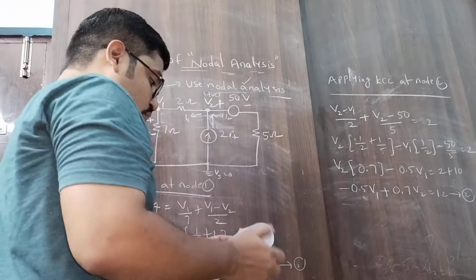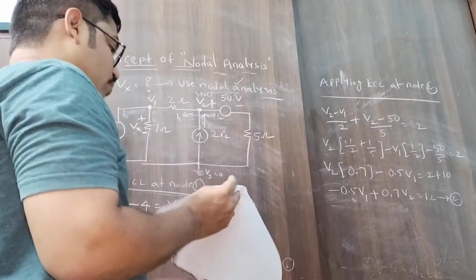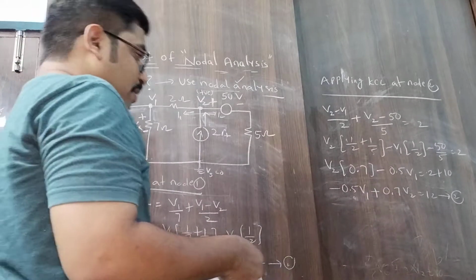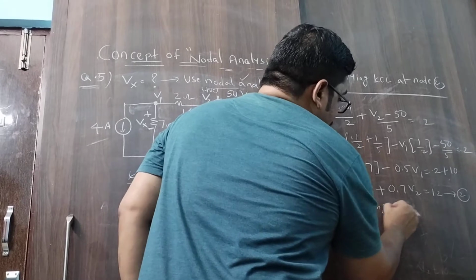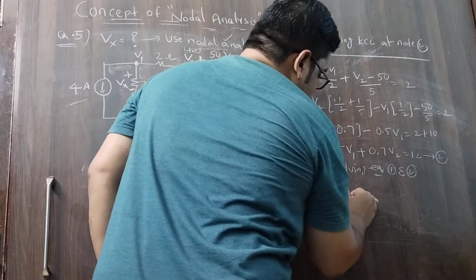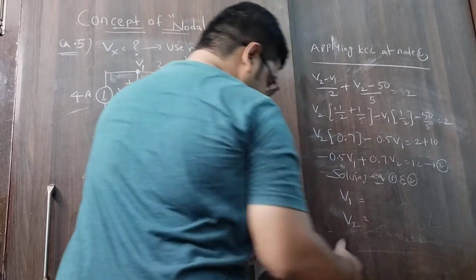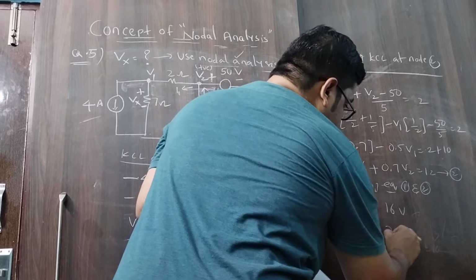Solving equations 1 and 2, you are going to get the values of V1 and V2: V1 is 16 volts and V2 is 28.57.